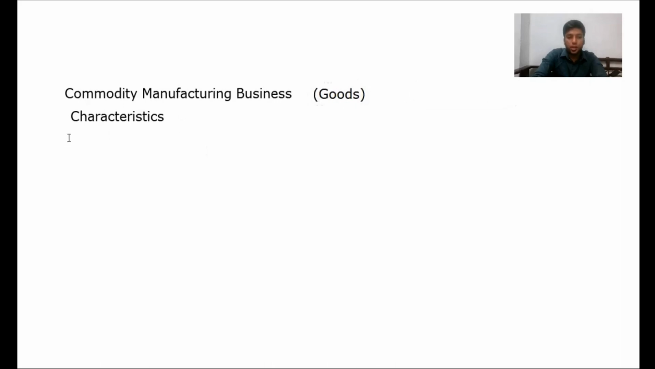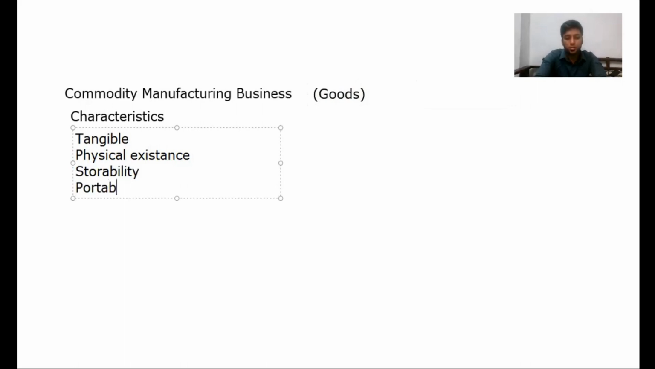What might you consider? As I already said, it's tangible. You can see it physically, it has a physical existence. It's always there. You can touch it. This is what we call tangible. Then storability: you can store it. Portability: you can carry it. Like mobility, you can move things from one place to another. You can consider all these as part of a good, and it is going to be homogeneous.